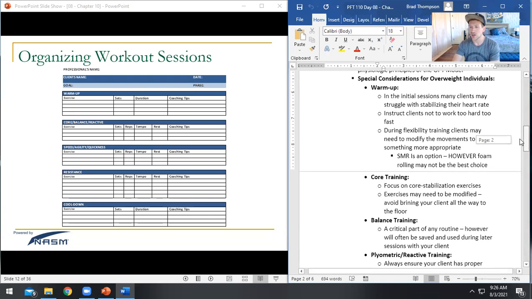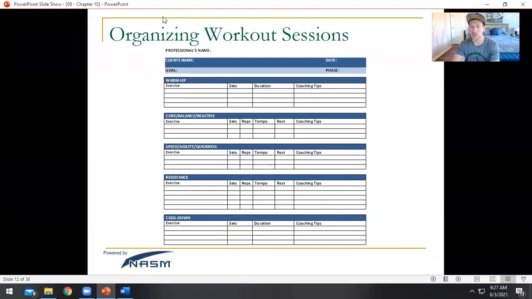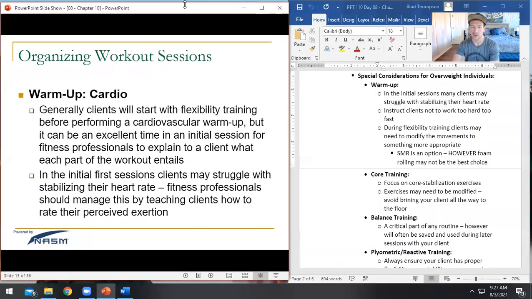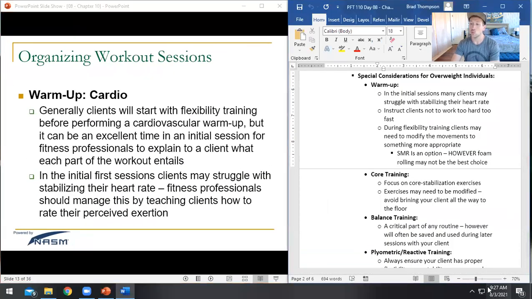When we're looking at our special considerations, ways that we are going to need to modify our little OPT model here, when it comes to your warm-up in your initial sessions, your clients will probably have a hard time stabilizing their heart rate. Their body is not quite used to exercise, and it's like, oh my gosh, we're using a lot of stuff. We haven't recruited this much muscle in a long time. So sometimes their heart rate will spike like crazy in the beginning. That's okay. That's actually pretty normal.